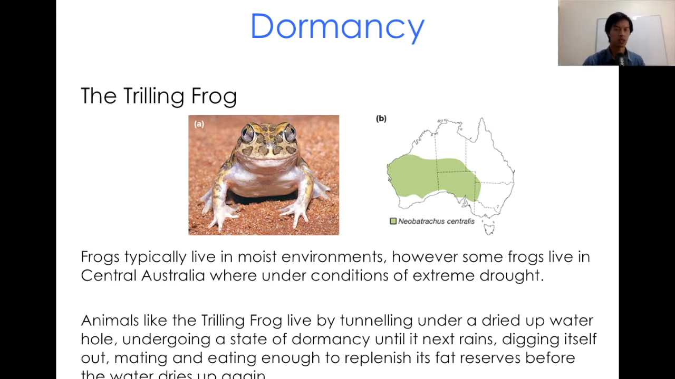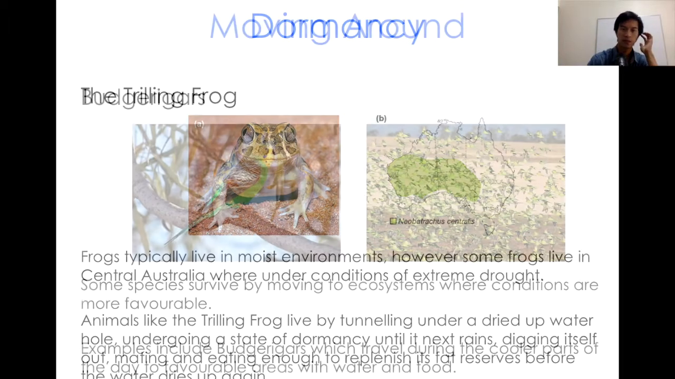But the trilling frog can adapt by tunneling under dried up water, and then it undergoes this state of dormancy. Basically, it shuts its body down for a period of time, and then it only emerges out of its dormancy during the seasons where it starts to rain and the environment becomes moist again, right? The trilling frog also can create this mucus layer around its body to prevent it from losing too much water as well. So that mucus actually allows it to create this shell around it while it's dormant, right?